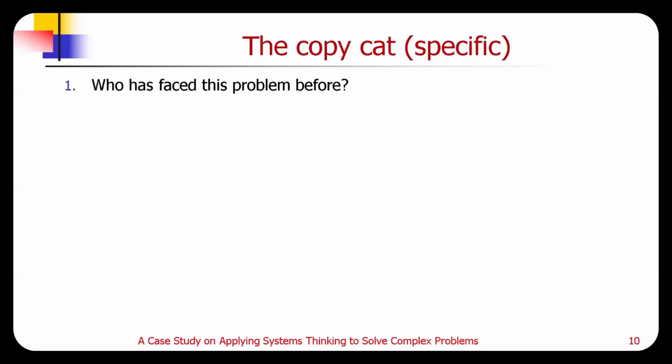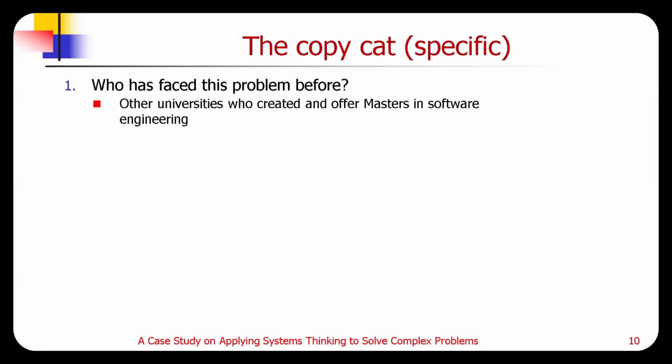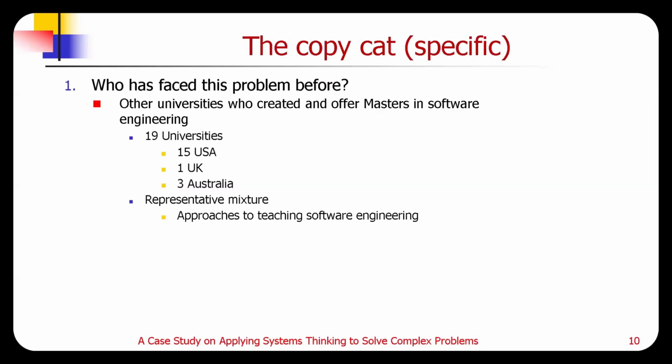So let's look at the copycat in my specific situation. Who's faced this problem before? Other universities who created and offer masters in software engineering. So I looked around and found 19 universities, 15 in the US, 1 in the UK, and 3 in Australia. And there was a representative mixture, different approaches to teaching software engineering.